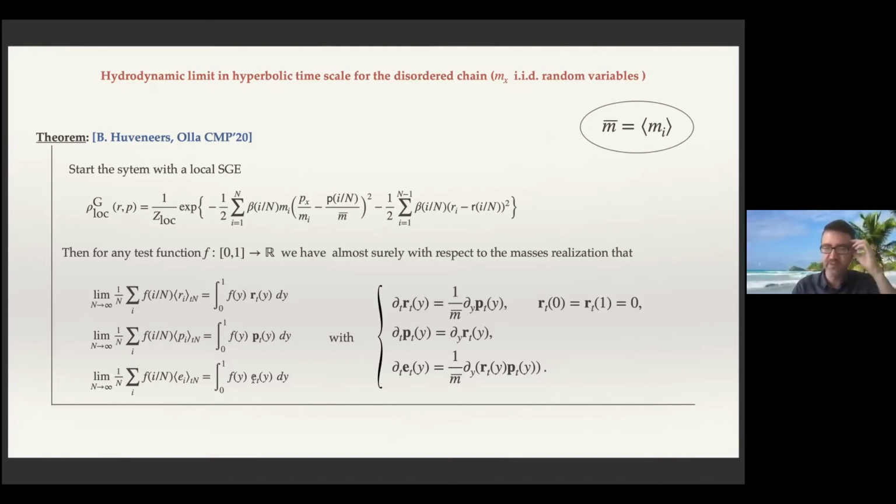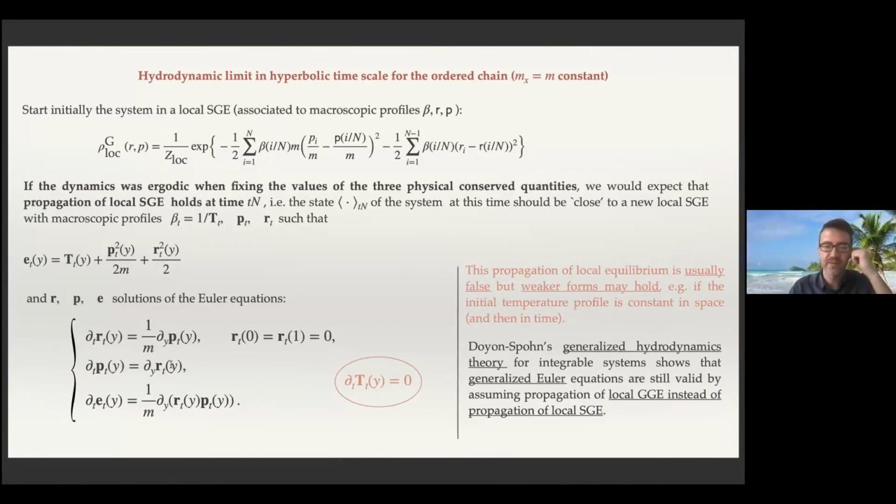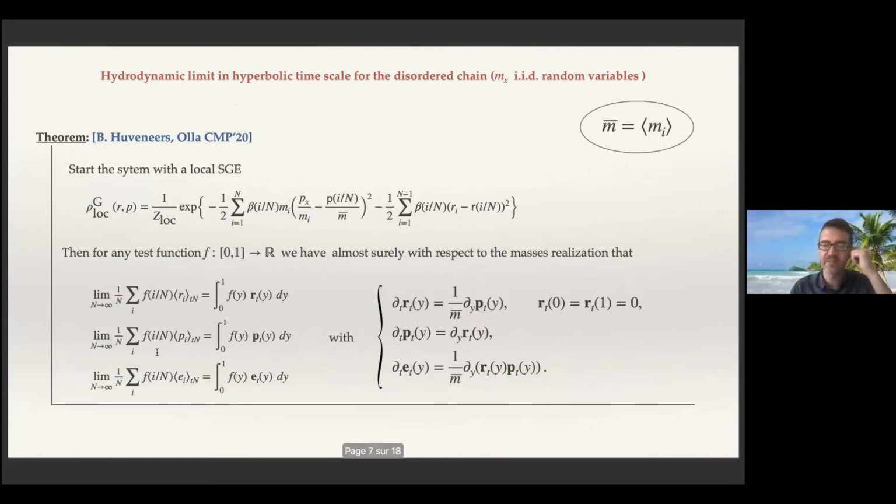So it proves that even if we have some non-ergodic, integrable dynamics, we still have the validity of the Euler equations. And the Euler equation here appears with the mass replaced by the expectation of the random mass. So m bar is the expectation of the random masses mi, and so the equations are exactly in the same form as the ordered chain, where you just replace the mass, which was here before, by the average. Okay. And we prove that. So it is a rigorous result.